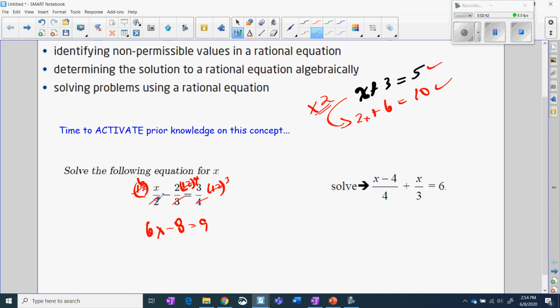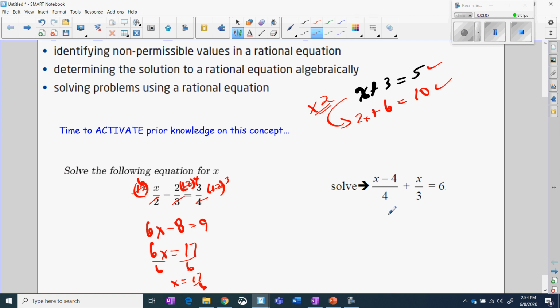Well, all of a sudden, that ugly looking equation with all those fractions in it is this equation, because I've just multiplied everything in the equation by some number that all these denominators would divide evenly into. And now you just solve it like normal. 6x, add 8 to the other side. Divide both sides by 6. Your answer would be 17 over 6.